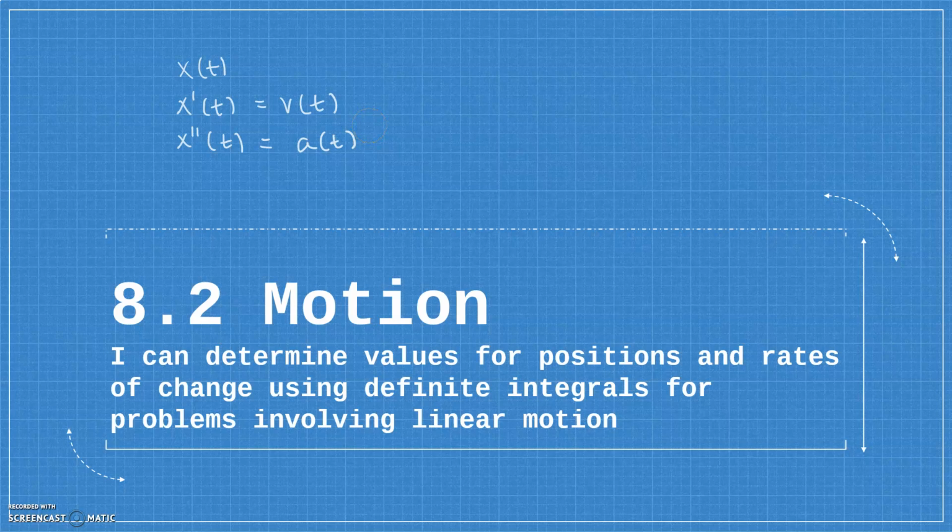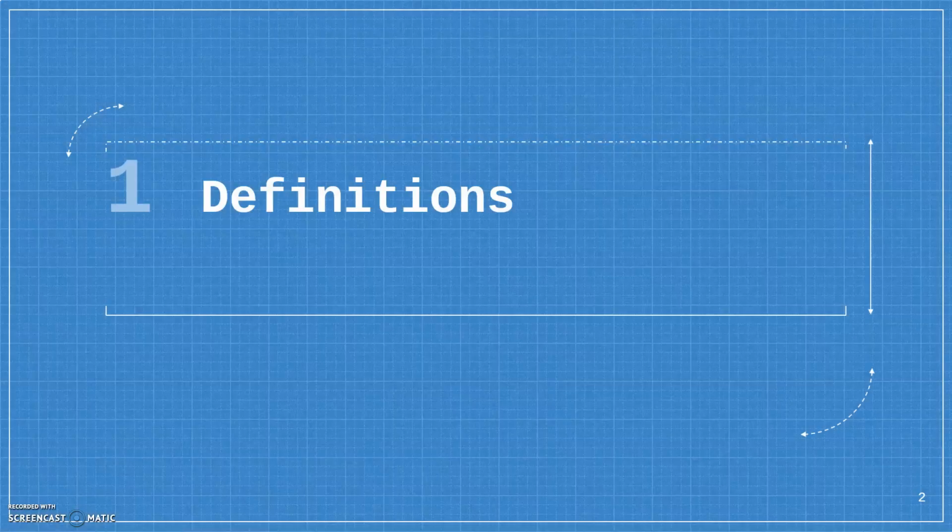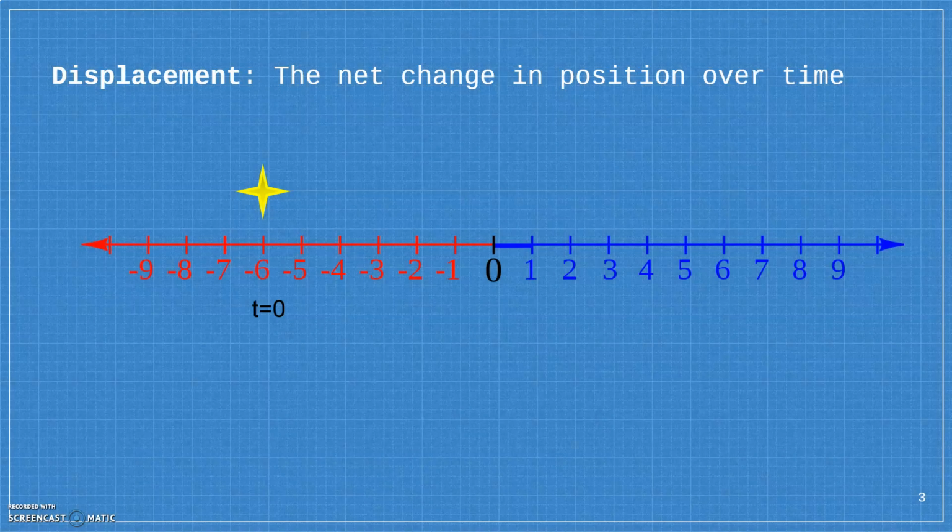That's the first part of motion. But the second part of motion, now that we know integrals, is going from velocity to a position. So first I have some definitions. The first definition is displacement.